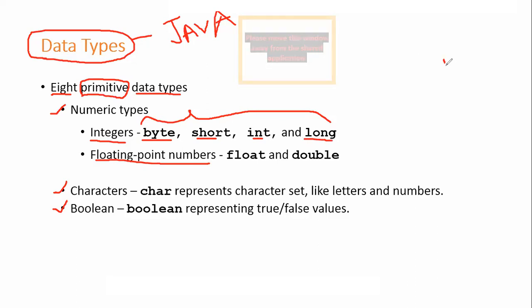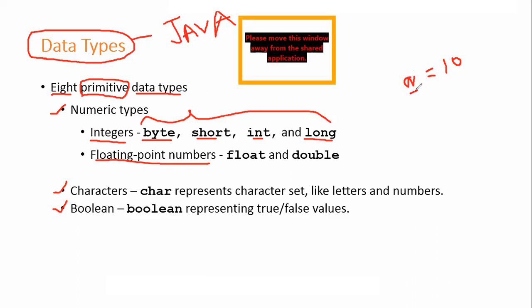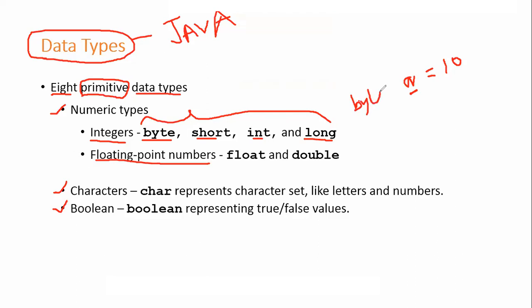For example, I want to store a value 10 in a variable. What is 10? 10 is an integer, right? Now this 10 I want to store in a variable called a. Now I need to tell what is the type of this a. I'm trying to store an integer value inside this a, so I can pick either byte, short, int, or long. Let us assume that I picked byte.